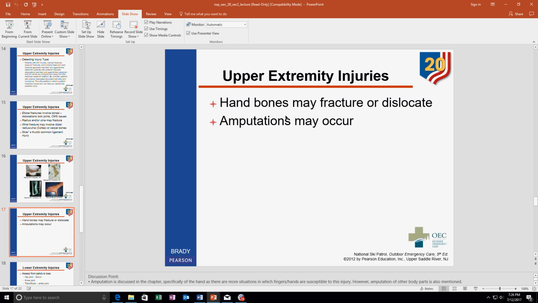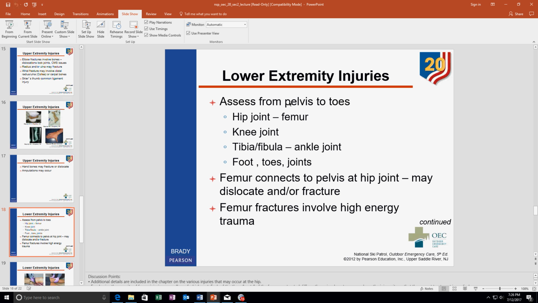Hand bones may fracture or dislocate. Gee, that's a hard statement to remember. Again, pelvis to toes, top to bottom, hips, femurs, joints, tib, foot, toes, joints, etc. Femur fractures, just like scapulas, are going to be a high energy trauma. They've been going pretty fast or dropped a significant height to fracture a femur, or to be hit by somebody going at a high rate of speed. Those are significant.